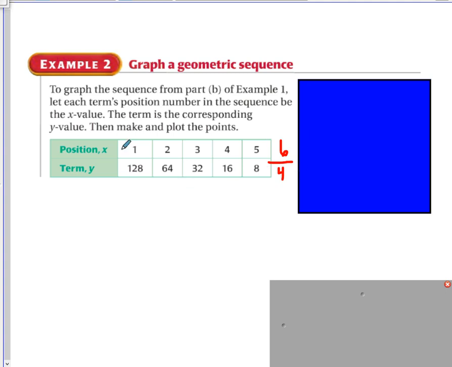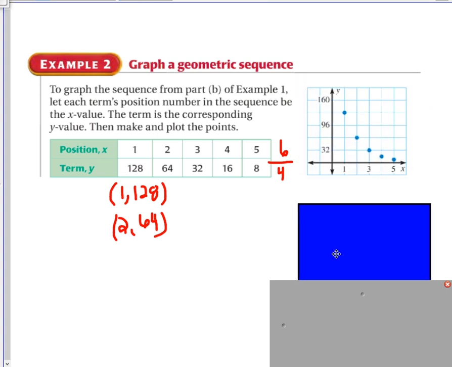And I would literally just graph these points. Each coordinate point, for example, this is 1, 128, then 2, 64, and you get the drift. So if I go through and graph each of these, my graph would look like this: 1, 128, 2, 64, 3, 32, 4, 16, 5, 8.